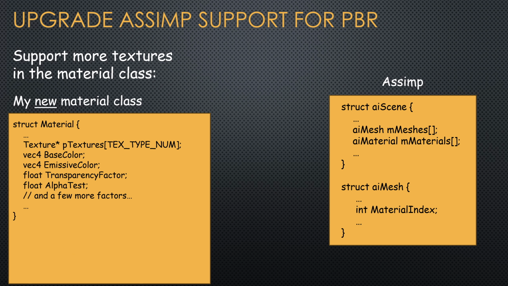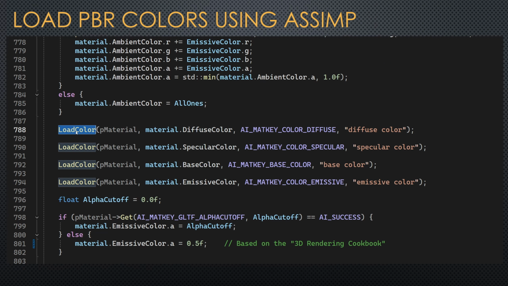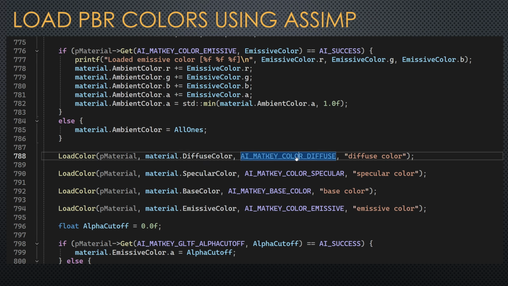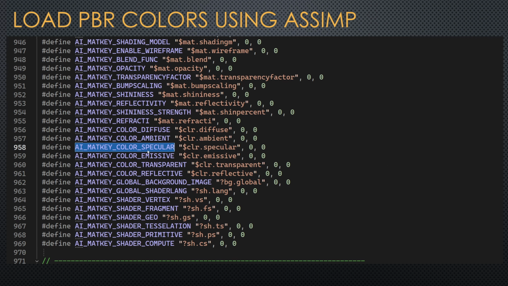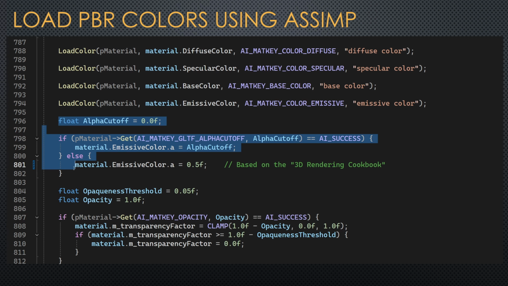The material class also includes a base color and emissive color, as well as 2 floating point parameters, a transparency factor and an alpha test. Loading these values takes place in the core model class. I have a wrapper function called loadColor, which calls the get function on the Assimp aiMaterial structure. Assimp provides a few macros for specifying the colors, the alpha cut, opacity, and color transparency. Notice how the alpha cut is set into the alpha channel of the emissive color. Make sure to review this piece of code and adapt it to your own engine.